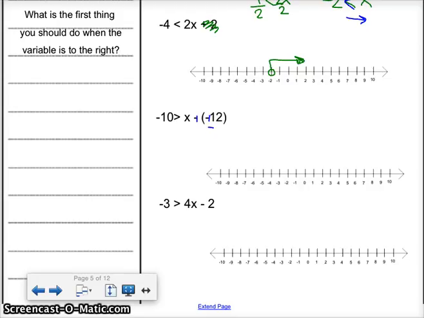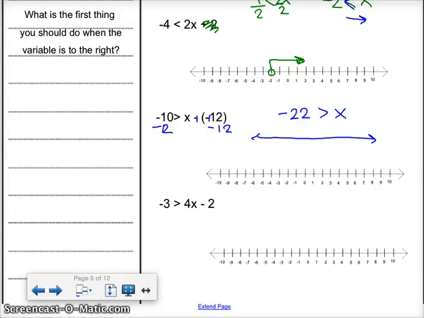And then you would minus 12, minus 12. Oh no, I'm not going to have room to graph this. Negative 10 minus 12 is a negative 22. Oh, negative 22 is bigger than x. That's okay, because you might get answers like this.